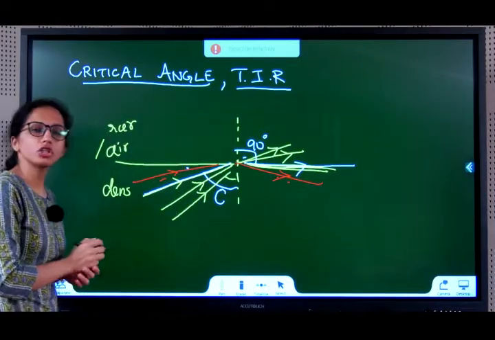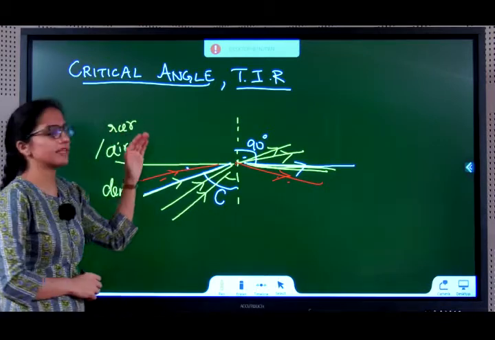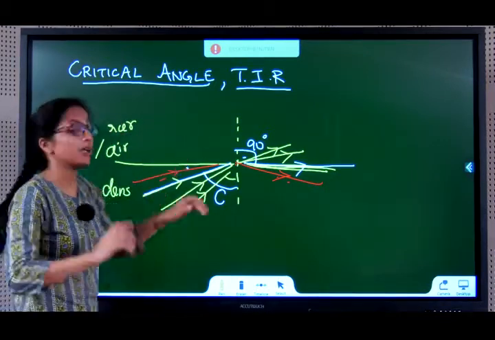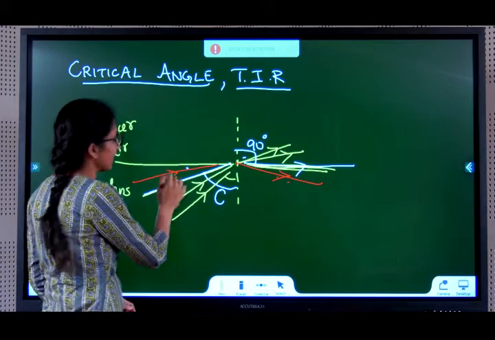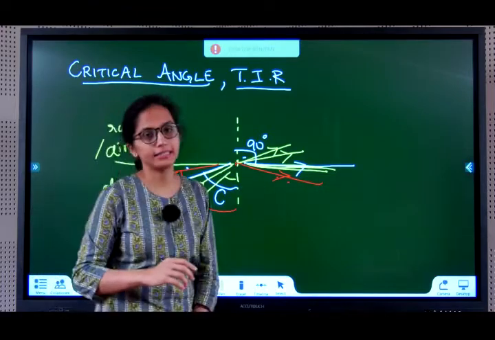What are the 2 conditions needed for total internal reflection? Condition 1, the ray must be traveling from a denser medium to a rarer medium. Condition 2, the angle of incidence should be more than the critical angle for us to observe TIR.